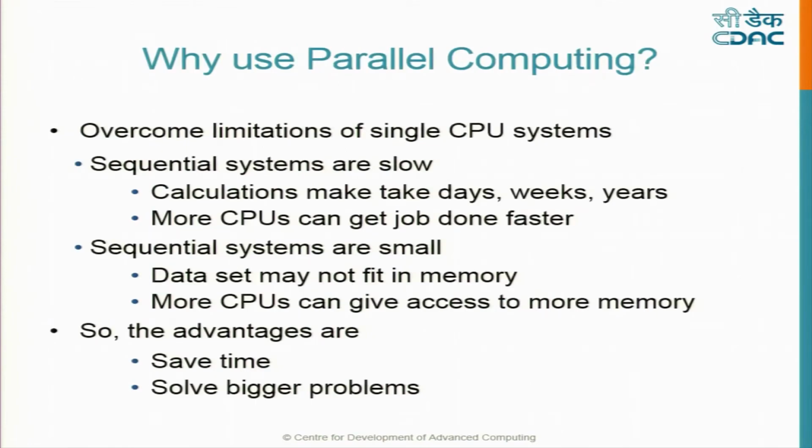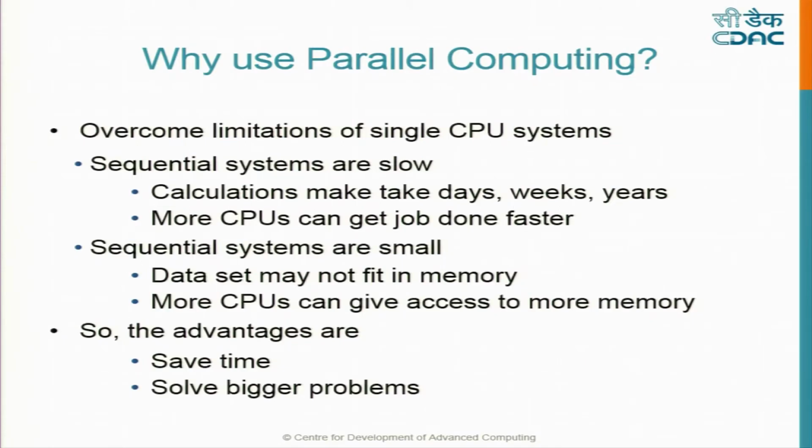In a broad sense, they overcome the limitations that single CPU systems offer. Why is that so? The sequential systems are slow. I already told you, a calculation may take days, weeks, years, depending on the data and the algorithm that you are using. When you have more CPUs, as I told you in the morning, you can parallelize the software.